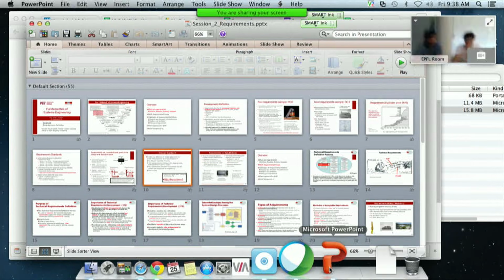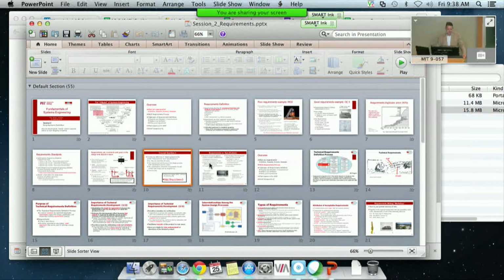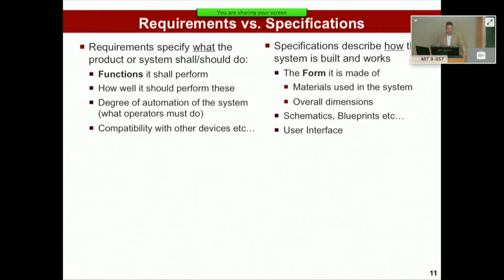Yeah. Okay. Great. I wanted to find an example that everybody can relate to very easily. So the answer is there is a distinction. They are quite different, but you've got to be careful because people mix them up. Requirements specify what the product or system shall or should do, right? The functions it shall perform, how well it should perform these. Also maybe the degree of autonomy, how automated the system is, so what the operators must do when the system is operating. Also compatibility with other devices.